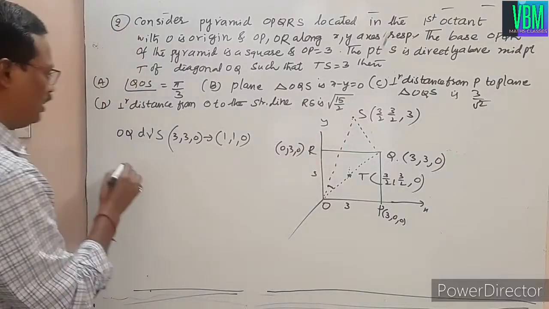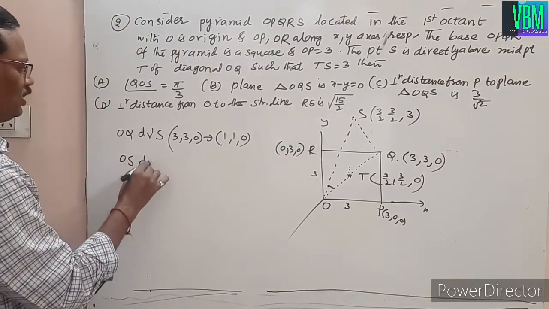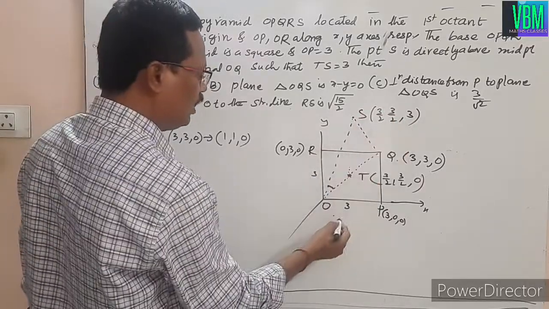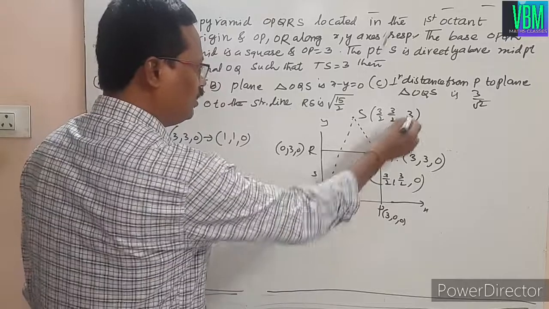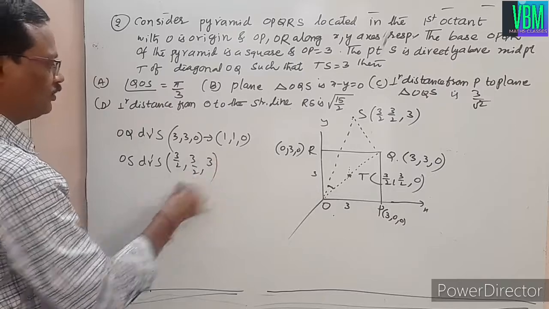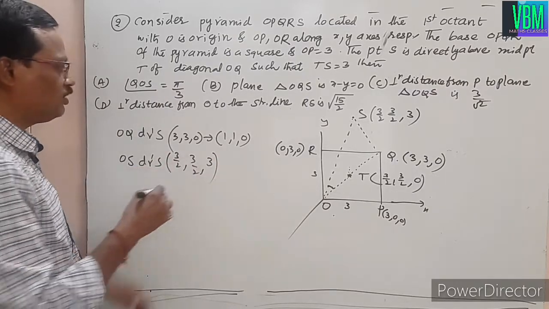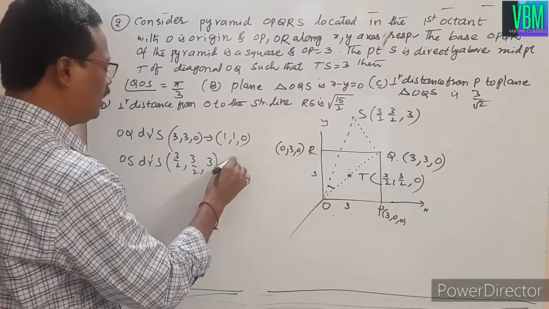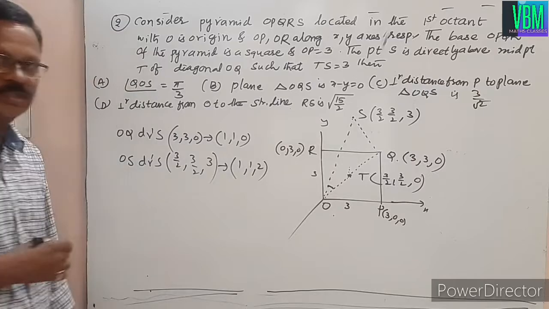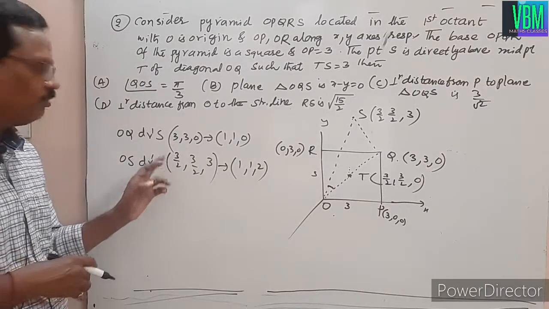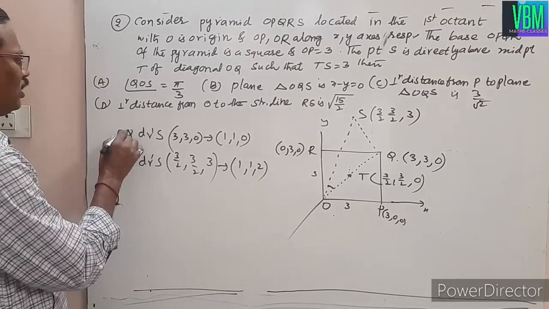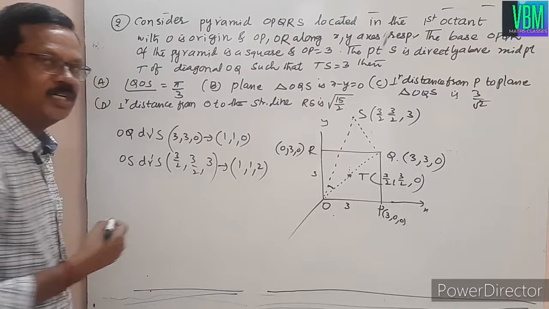What about the DRs of OS? They are x2 minus x1, y2 minus y1, z2 minus z1: 3 by 2 minus 0, 3 by 2 minus 0, 3 minus 0. Therefore, 3 by 2, 3 by 2, 3. Divide by 3 and multiply by 2, the DRs will be 1, 1, 2. Therefore, we got the OQ DRs and the OS DRs.